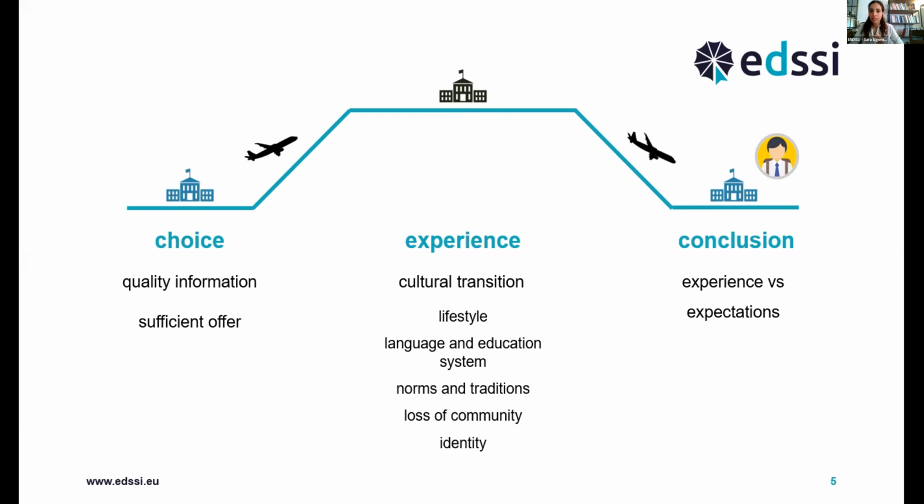And also looking at the conclusion of the mobility, so the after mobility. We know that students talk to each other and provide feedback to one another. So it's a life cycle somehow, because the feedback of a student coming back from his or her exchange might influence the initial choice of another one.